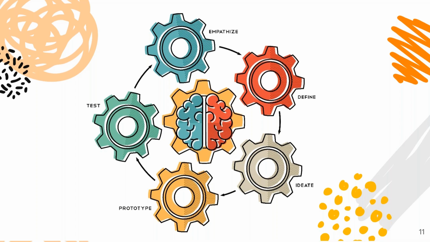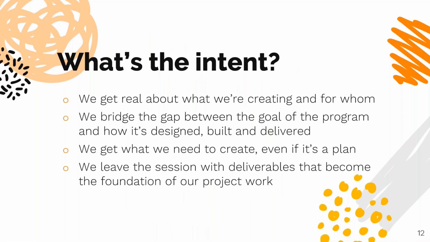And so what's our intent? We want to get real about what we're creating and who we're creating it for. You know, bridging the gap between the goal and the project, how it's designed, built, and delivered. You know, we've got the right voices in the room who can make fundamental, critical decisions, who can take ownership of specific parts of the process. You know, we get what we need to create. We might leave with the lists of SMEs and topics and meetings scheduled. And we also leave with deliverables that are really the foundation of our project work. And so as we get toward the end of the session, you'll see we got some tools. So I'll show you what the outputs of these sessions are and how we use them, right?